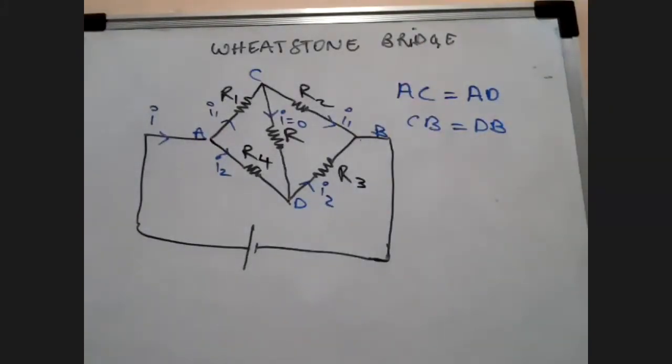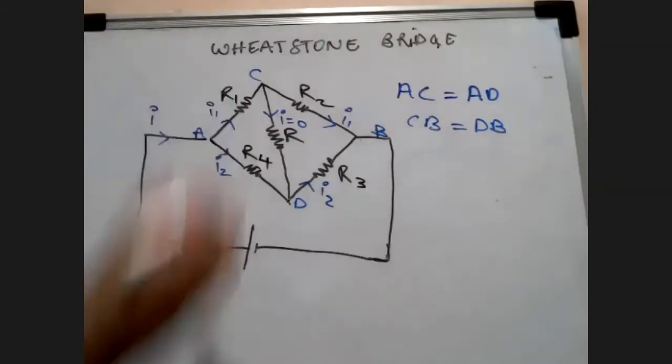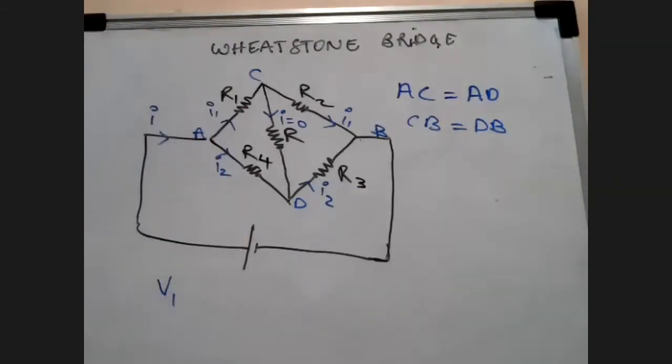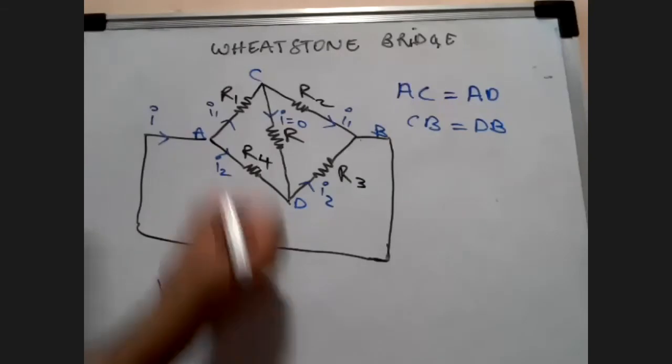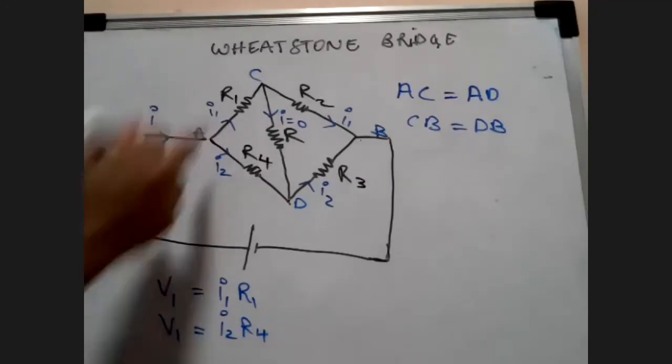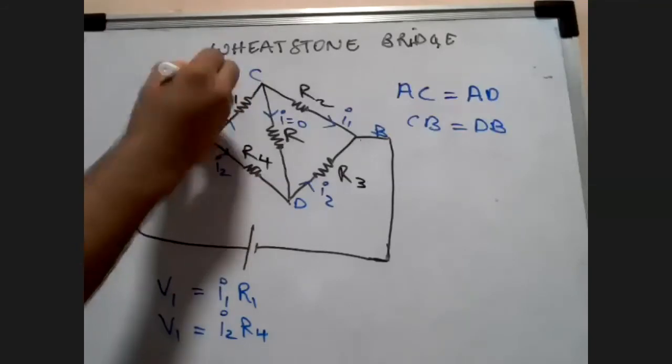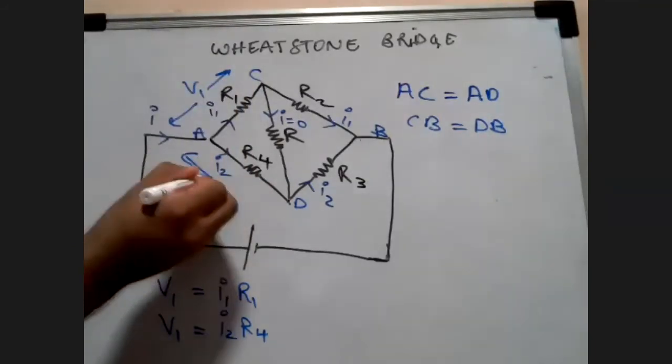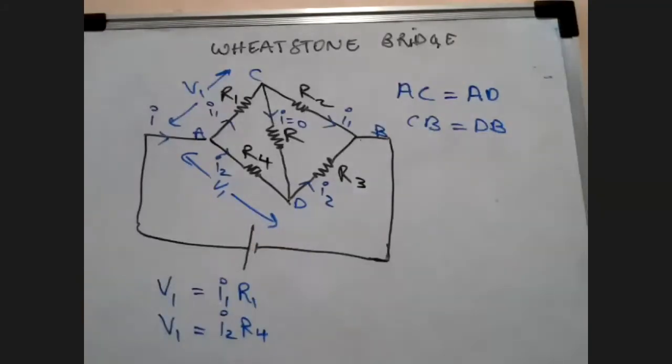Okay, so let's write down the equations. If this is R1, the potential difference across it is V1. So what is the potential difference across it? It is I1 into R1. Yes or no? Similarly, potential difference V1 is going to be I2 R4. Why? Because the potential difference here, V1, is the same as the potential difference here. So I took it as V1 itself.